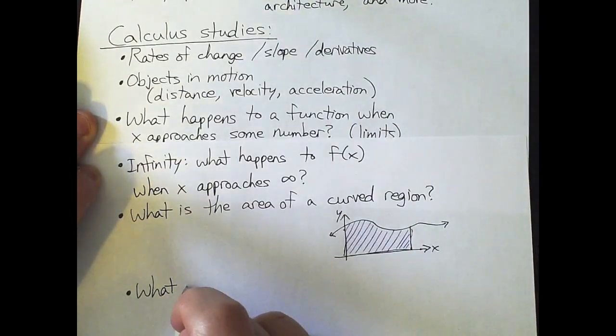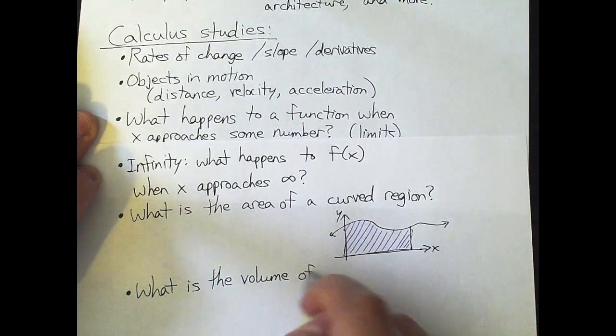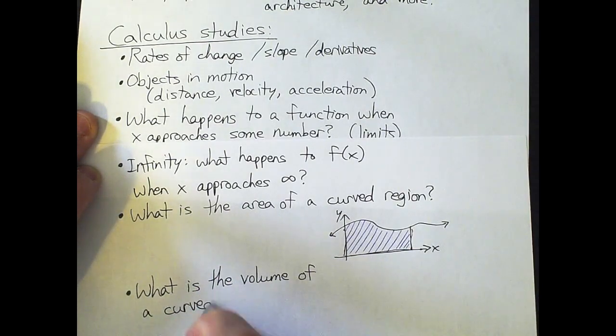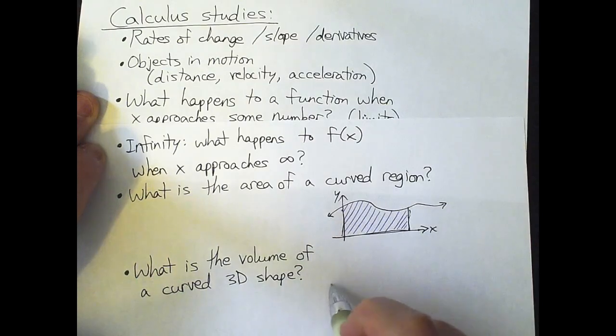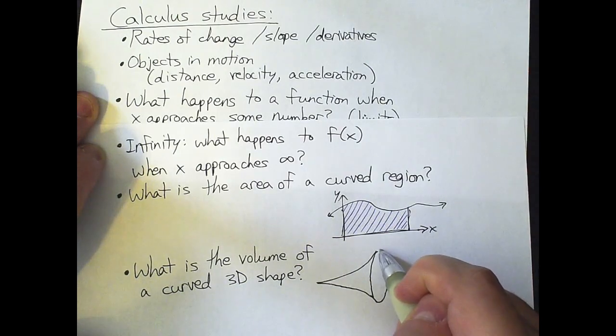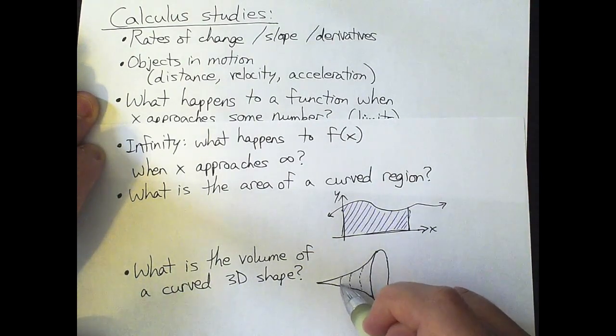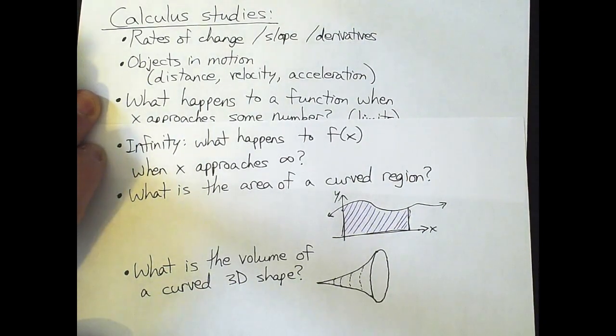Another thing calculus looks at is what is the volume of a curved three-dimensional shape. So maybe an example of that would be something like a, I don't know, like a cone or a funnel. It's kind of hard to draw three-dimensional pictures, but you can imagine that this is a three-dimensional object, maybe like a traffic cone or something with a little bit of a curve to it, though. Can we figure out the volume of this?